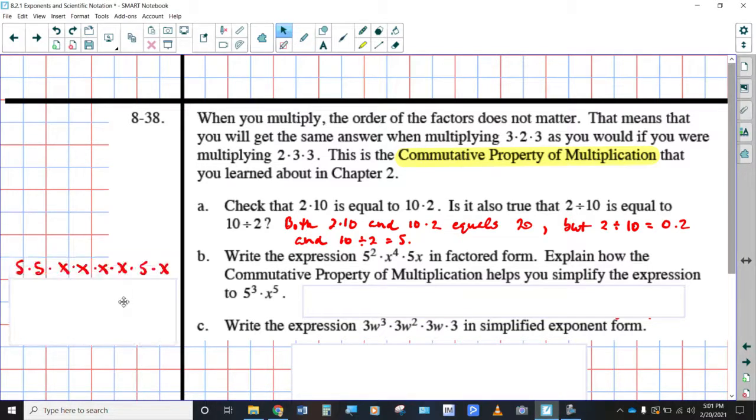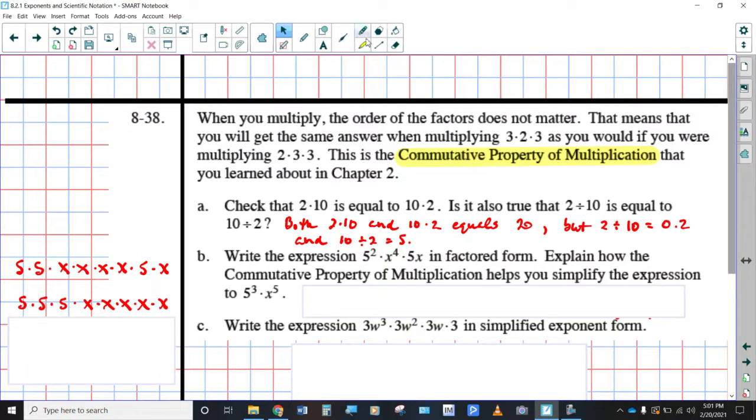All right, so if you took 5 squared times x to the 4th times 5 times x, that's what it says, but now I've expanded it. And then I'm going to rearrange the terms and put the 5's together, right? You got this 5, and this 5. Let's just put them all together. And then you got this x, this x, this x, this x, and this x, and put all of them together, and you end up with your 5 to the 3rd and x to the 5th.